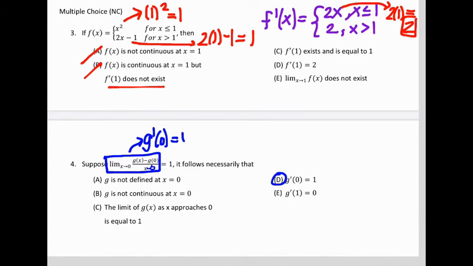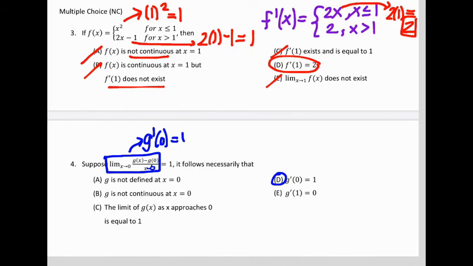C says f prime at 1 exists and is equal to 1. Well, it exists, but the derivative is not 1, it's 2. Well, that's exactly what part B is saying. F prime at 1 equals 2. And the reason why E is true is because if the function is continuous, then the limit exists. Notice that from the left and from the right, the y values meet or are both equal to 1.